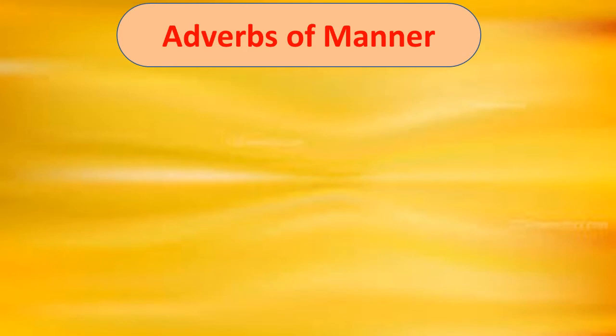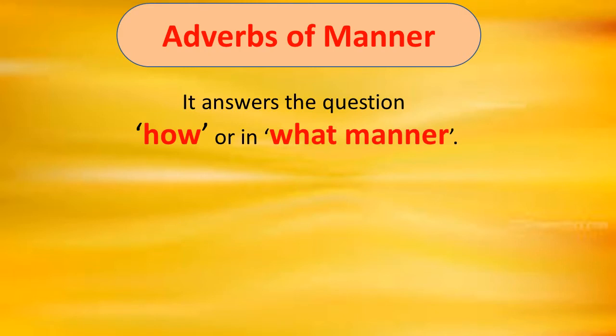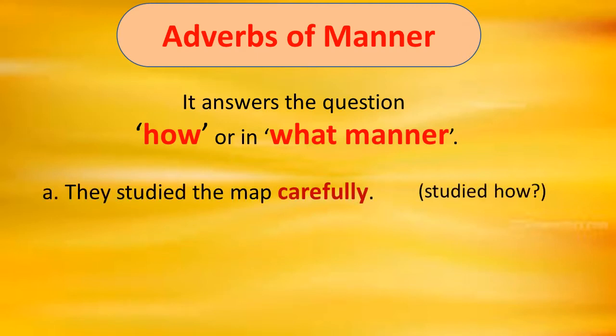An adverb of manner gives additional information about the manner in which an event or an action takes place. An adverb of manner tells us how an action is done. It answers the question how or in what manner. Let us understand this with an example. The example says they studied the map carefully. So, how they studied? The answer is carefully.